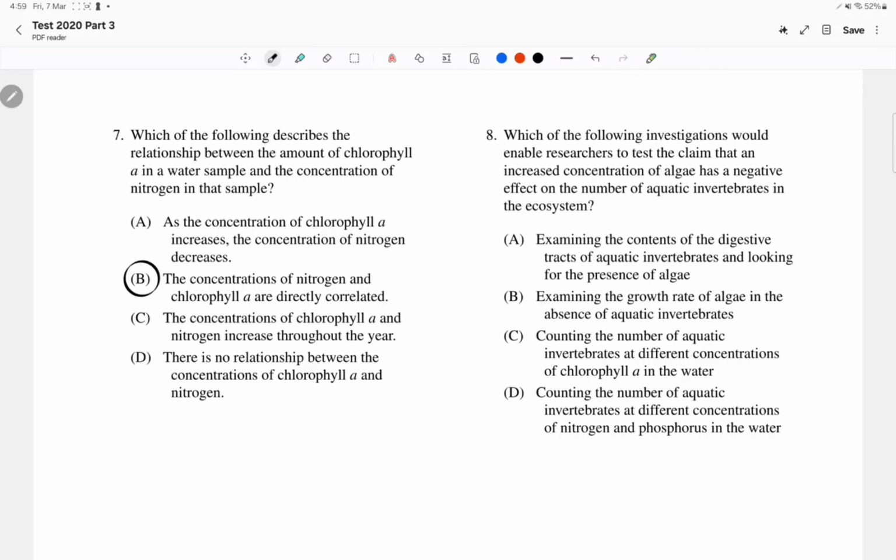8. Which of the following investigations would enable the researchers to test the claim that an increased concentration of algae has a negative effect on the aquatic invertebrates in the ecosystem? You're trying to investigate. D.